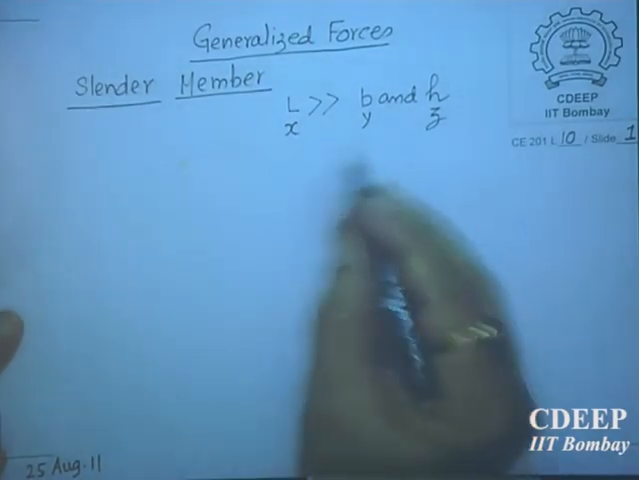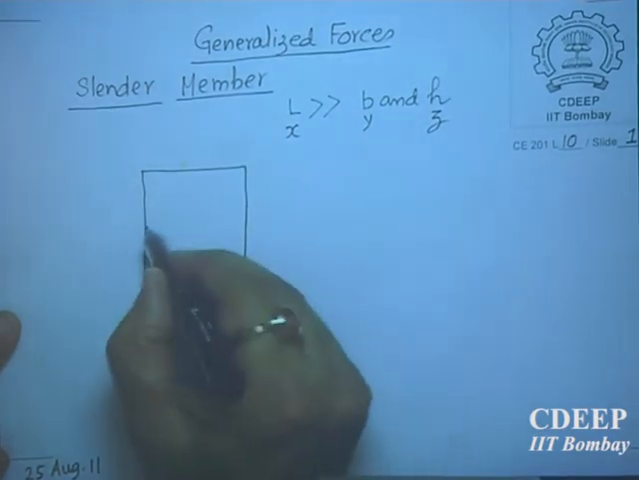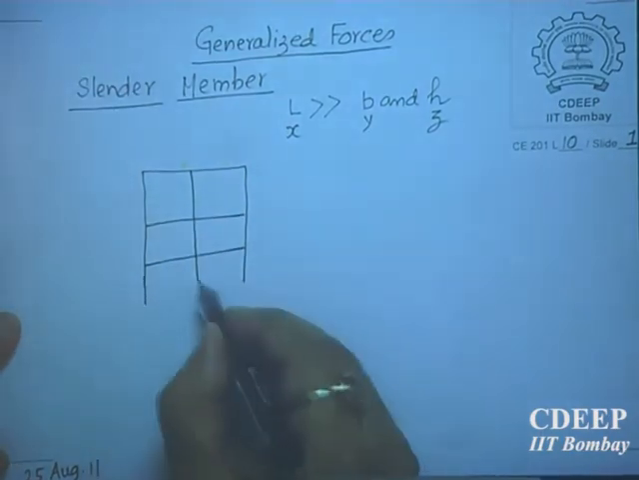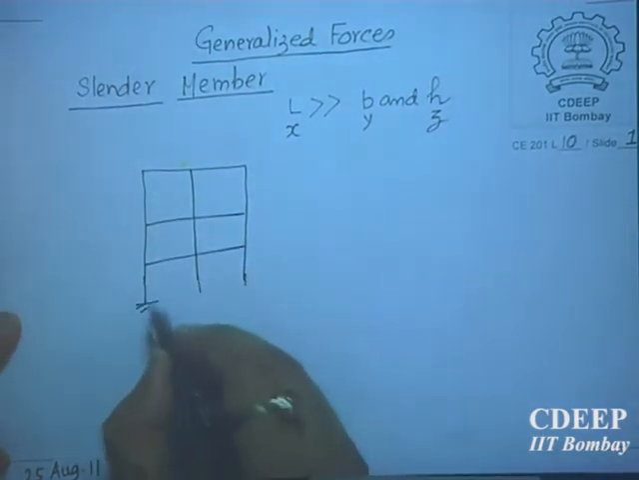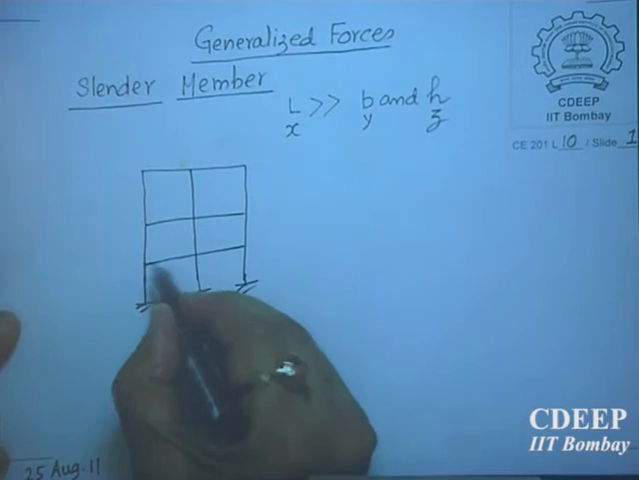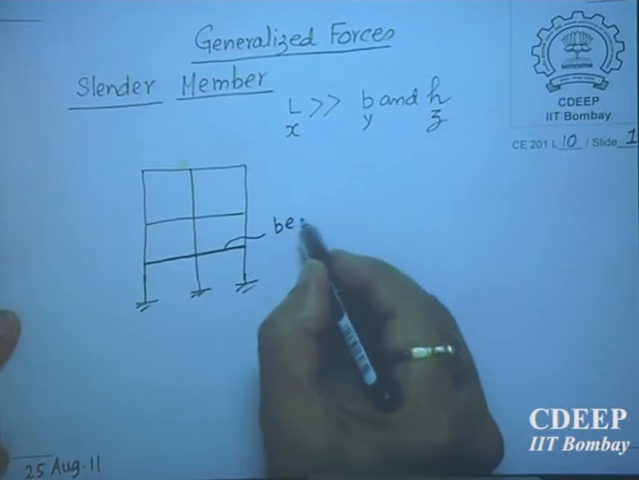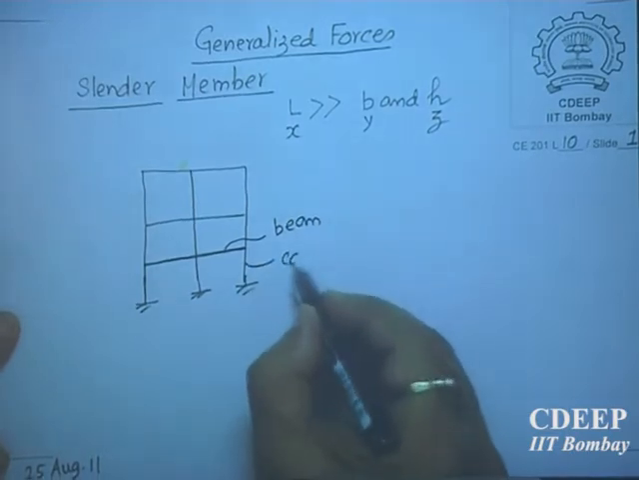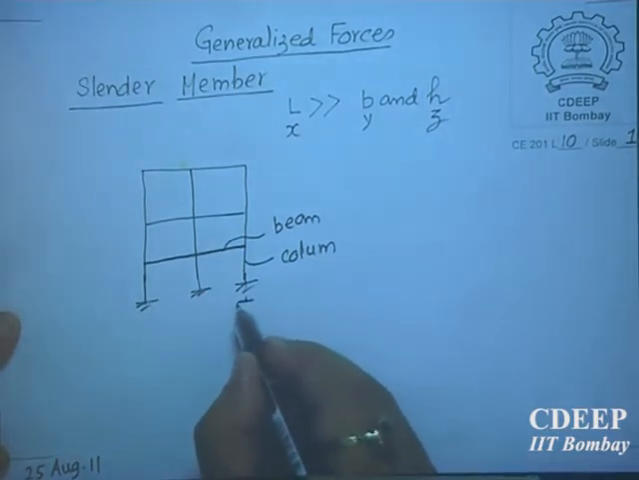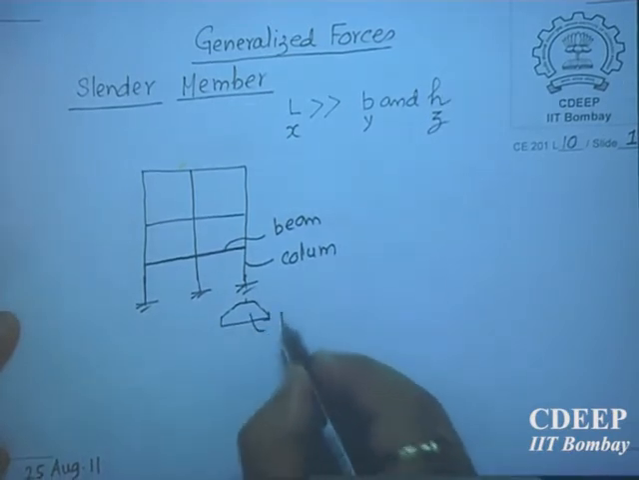So like this, I will draw only one such, supposing you see some building like this, I am drawing only the skeleton. So this is called beam, this is called column, and this goes below the ground, and then we have to enlarge the size of this and put it like this. This is called footing.